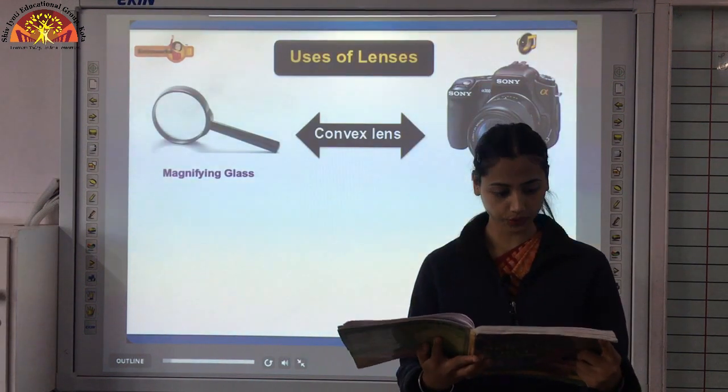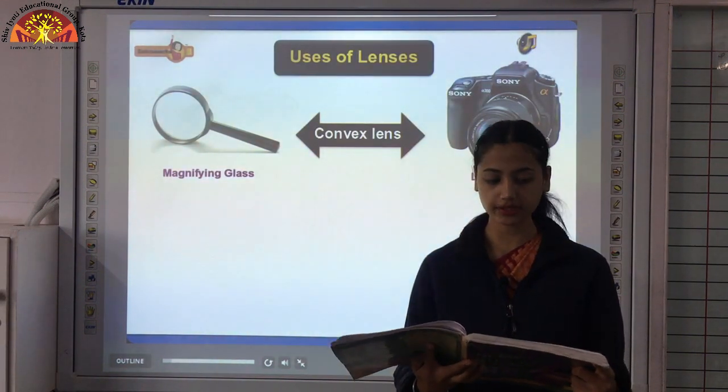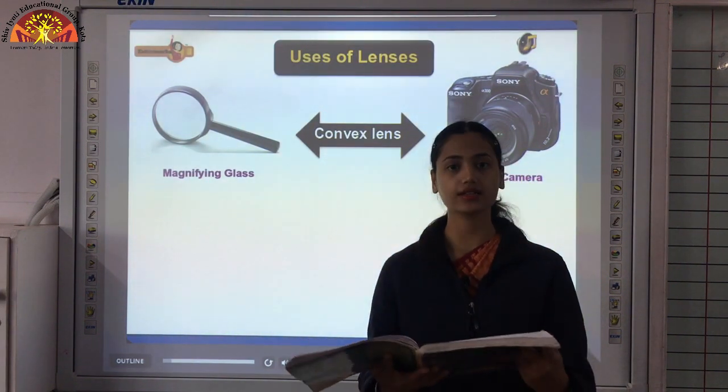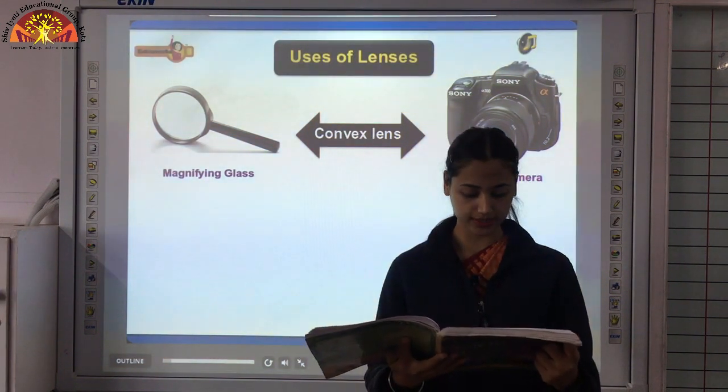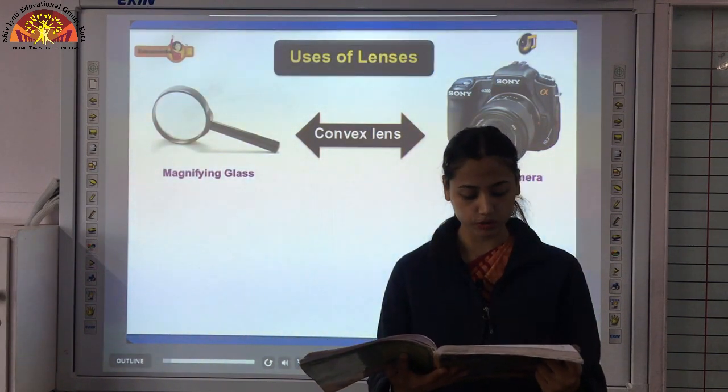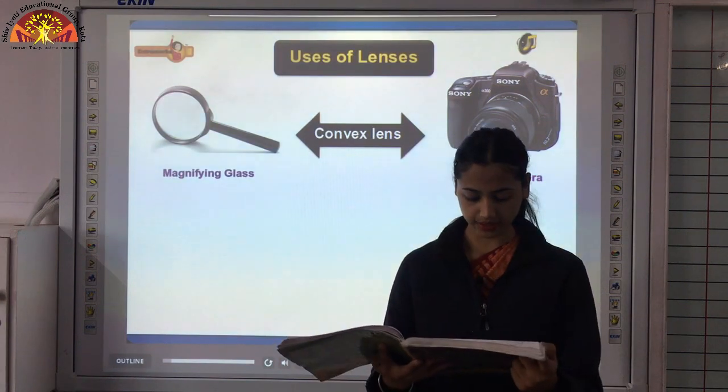Here comes your internal question which you have to write on page 190. Give two applications of lenses and mark the answer under the topic application of lenses. Mark any two points: in cameras, in telescopes, in compound microscope, in magnifying glass.